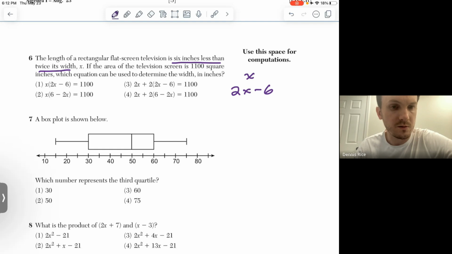What's going on with choice 3? I guess they're trying to make 3 like perimeter. But it says the area. So yeah, area is just length times width. So which choice for number 6? Choice 1. 3 and 4, I guess they're trying to trick people with maybe perimeter. Perimeter is 2L plus 2W, but it clearly says area. I'm not sure how someone would make that mistake.